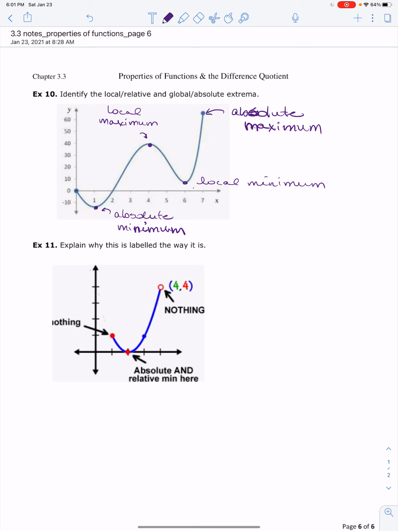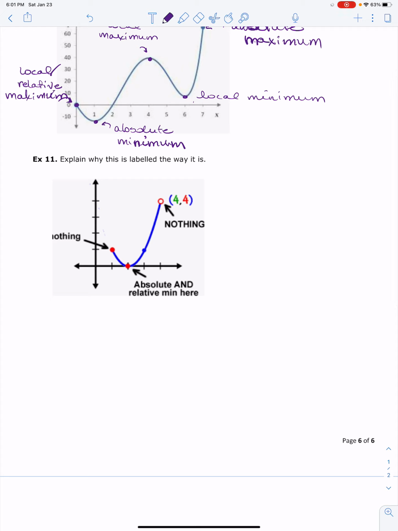This endpoint right here that's not labeled could also be considered a relative maximum or a local maximum, because it is larger than any function value close to it.